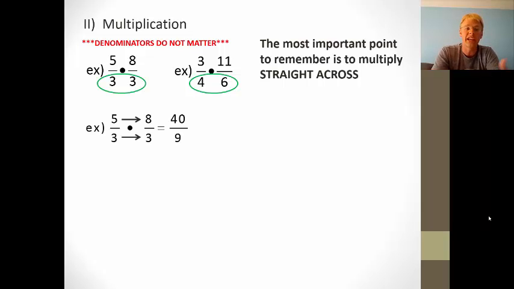So let's look at our two examples. 5 over 3 times 8 over 3. I multiply straight across, 5 times 8 and 3 times 3. I get 40 over 9. That is fully simplified. There's nothing I can reduce there.